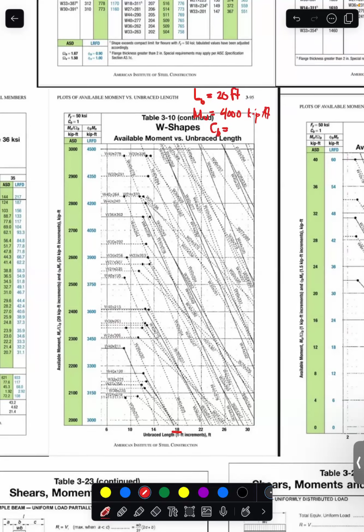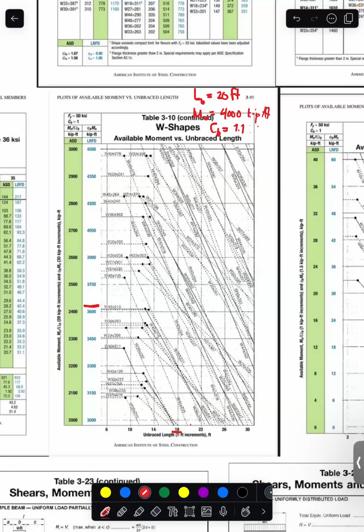Tapos yung C sub B na na-compute mo based dun sa loading is around 1.1. Wala palang dimension yan. So ang tanong, paano mo gagamitin ito para makuha ano yung section na capable to? Siyempre, dahil may C sub B ka, ang gagawin mo muna is i-divide mo yung 4,000 kip-feet by yung C sub B, yung M sub U natin. So divided by 1.1, meron kang 3636. Tapos binigay na 20 feet.